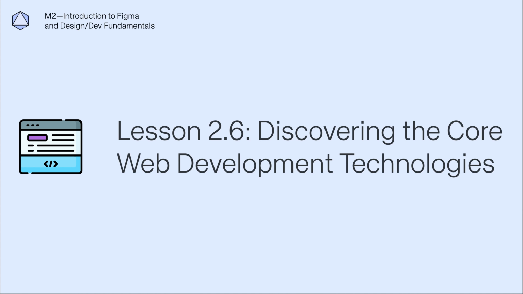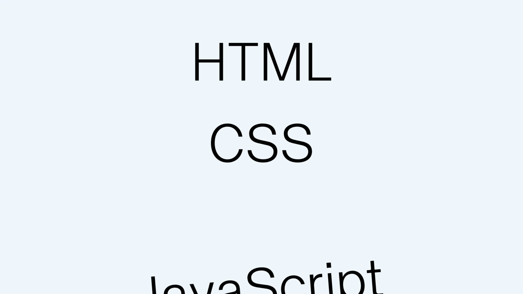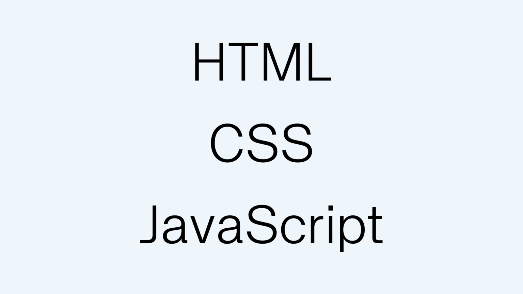So now that we've discussed the benefits of understanding web development, it's time to dive into the core technologies that make web development possible. To build and design effective websites, you need to be familiar with 3 fundamental languages: HTML, CSS, and JavaScript. Together, these 3 technologies are essential for front-end development.